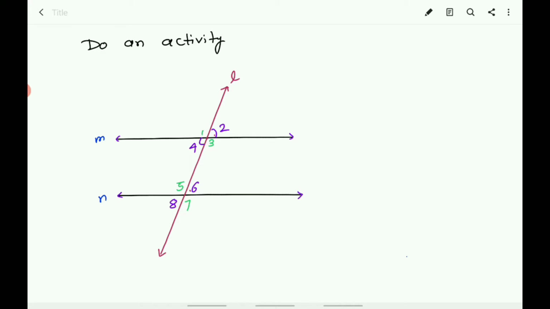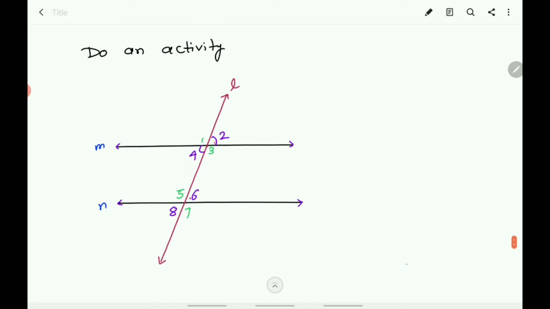Now here let us have the parallel lines. You know, the parallel lines are lines which do not intersect each other even if they are produced on both sides infinitely. Here we have drawn the parallel lines M and N, and L is a transversal. As usual, there are 8 angles and you measure all the 8 angles. Here, by measuring, we got only 2 types of measurement.